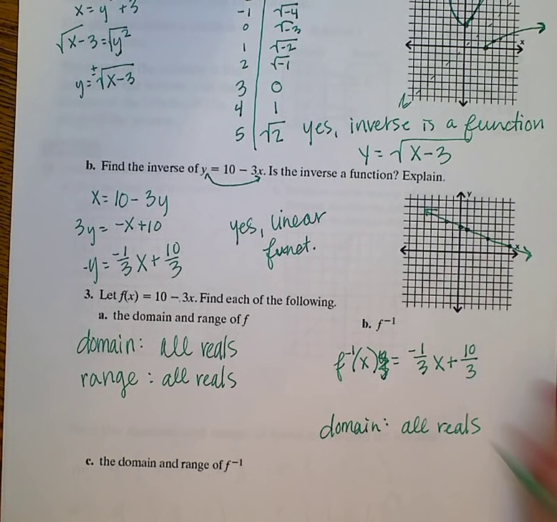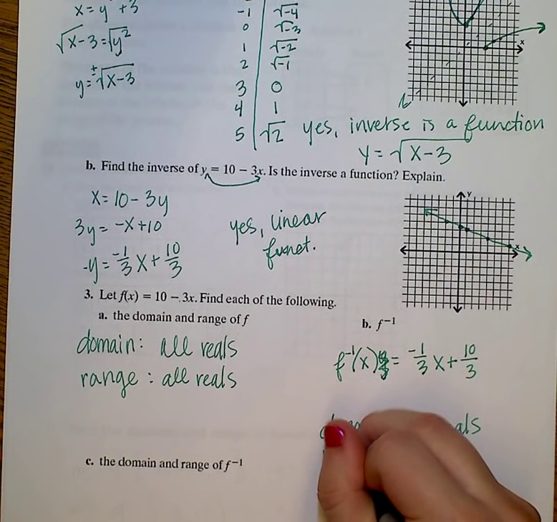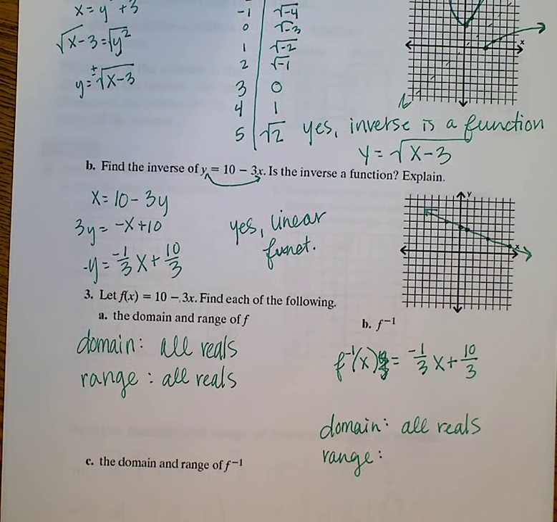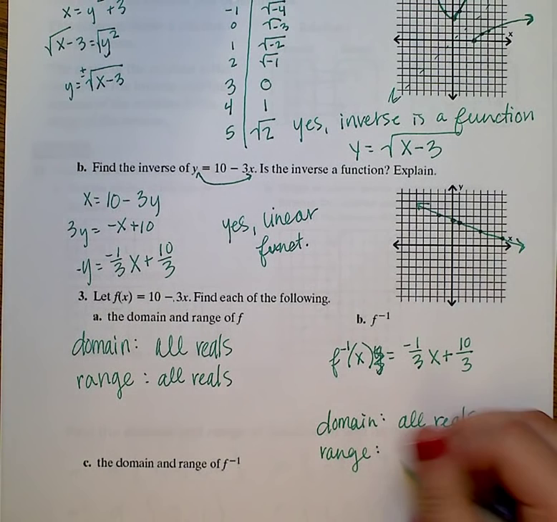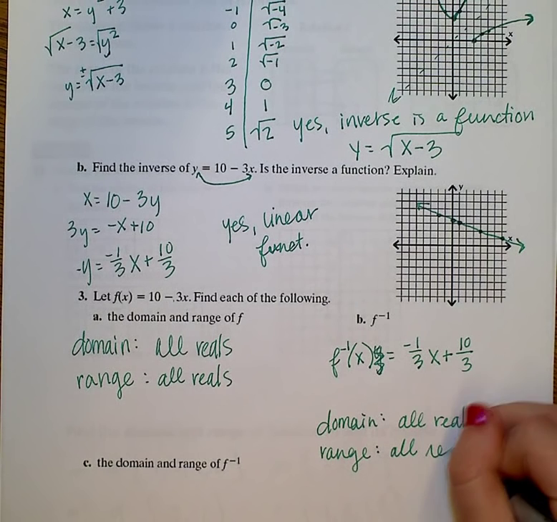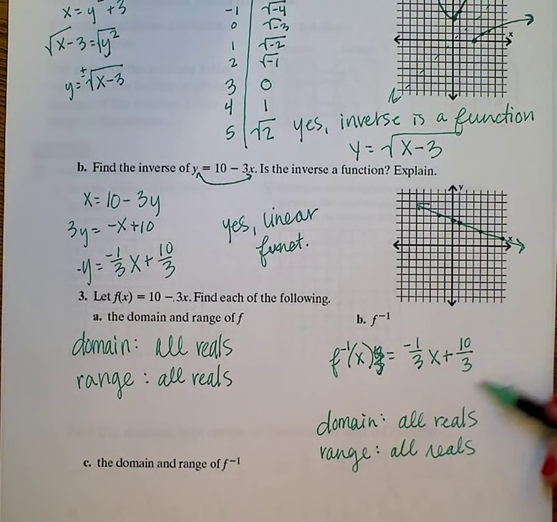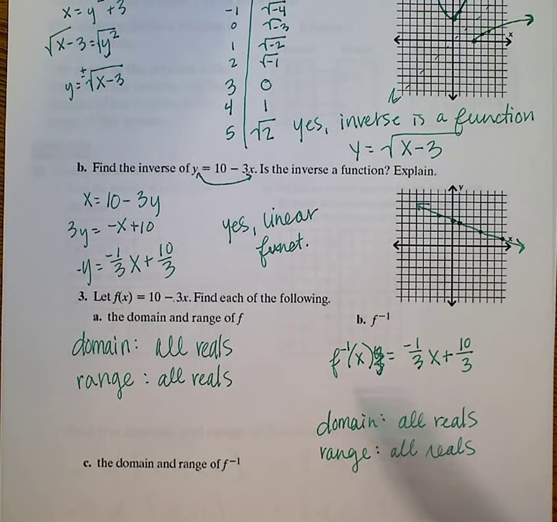And our range is our y values, which again, this is linear. It keeps going in both directions, so our range will also be all reals. There's no restrictions here. I could plug in anything for x and get anything for my y. Alrighty, that is all.